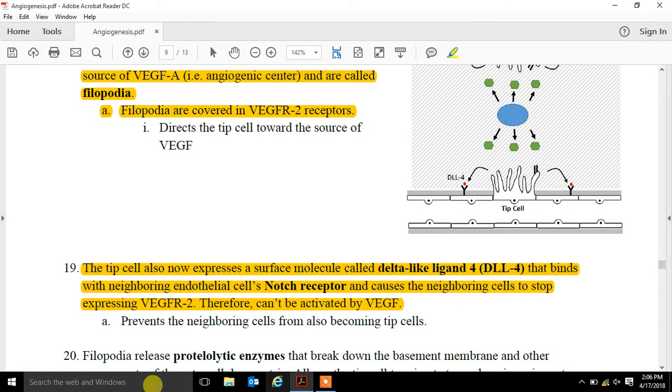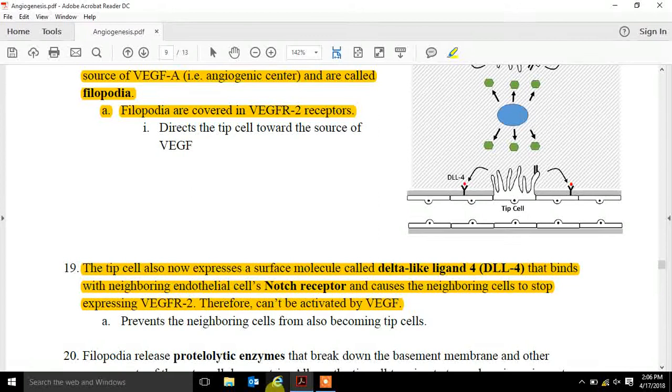So it binds with the neighboring endothelial cells' Notch receptors. If we look here in our image, here's our filopodia. They're releasing this DLL4. Neighboring endothelial cells have these little Notch receptors, and it forces these neighboring cells to stop expressing VEGFR2. Because if they keep getting that signal, they're going to start developing filopodia, and this whole process gets out of whack very, very quickly.